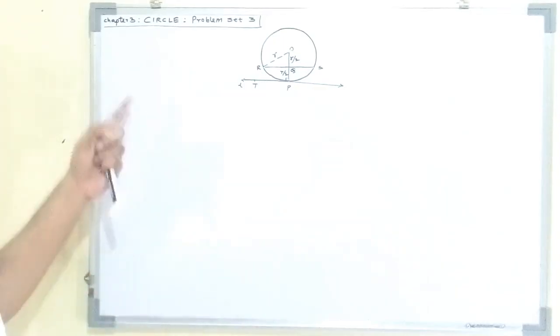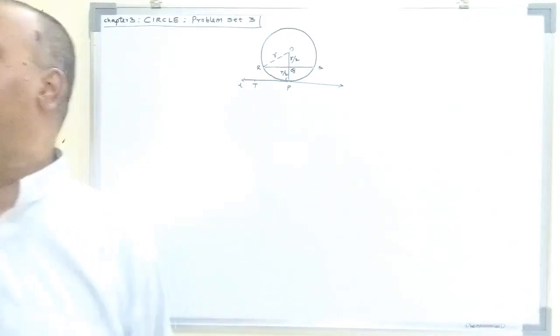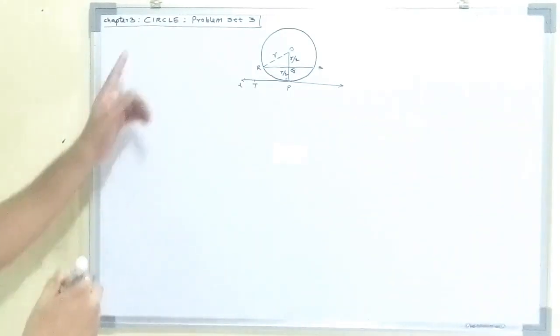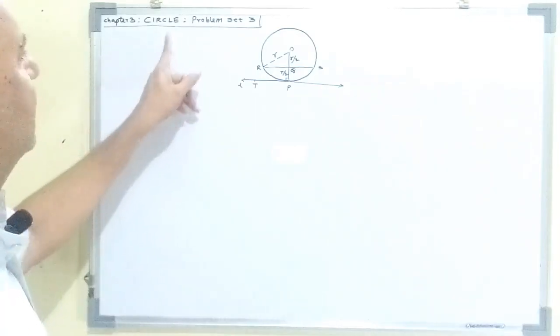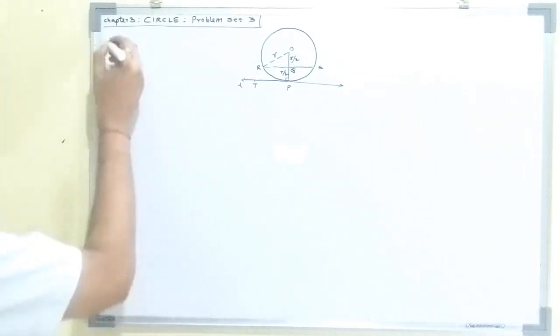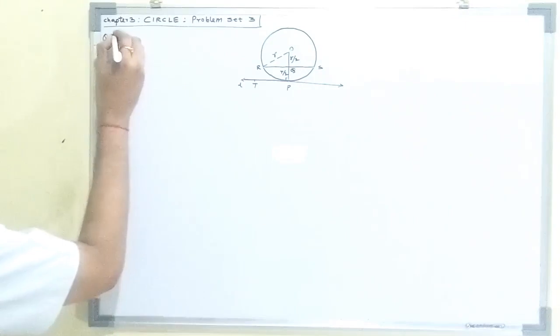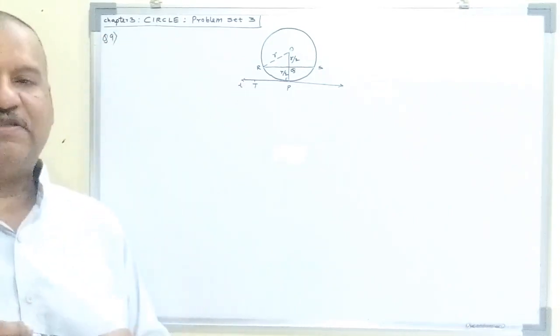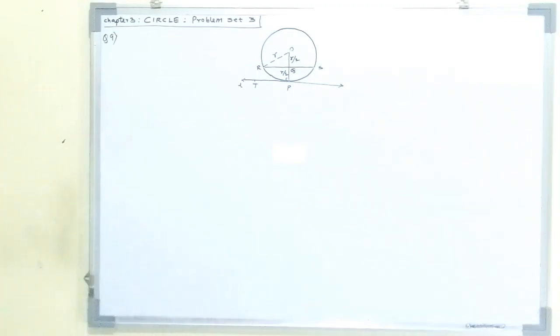Question, this is circles problem set, question number 3. Now, chapter 3, circle problem set 3, question number 9. Okay, they have given us this figure. What is the information in the figure? We'll see.